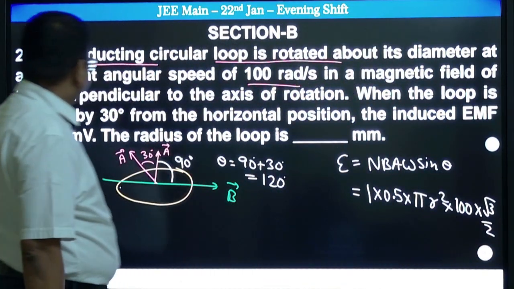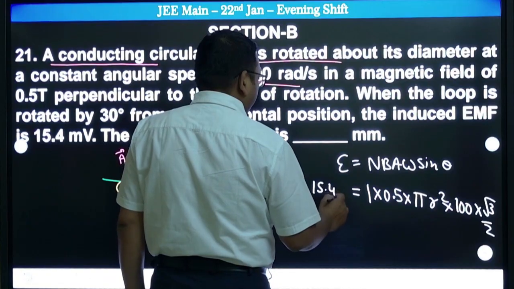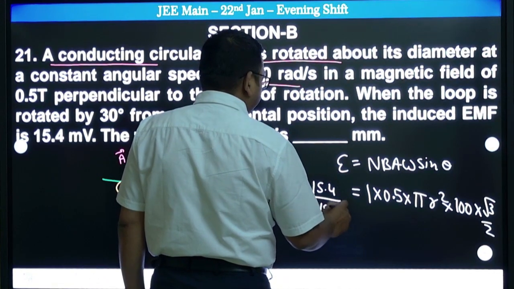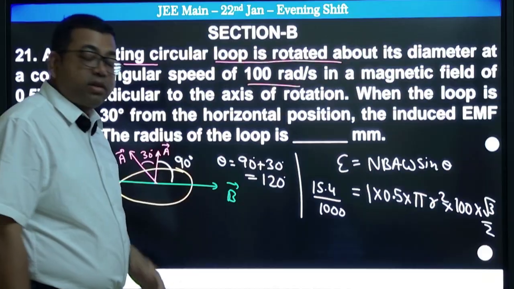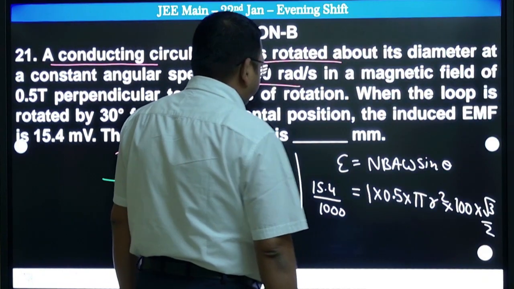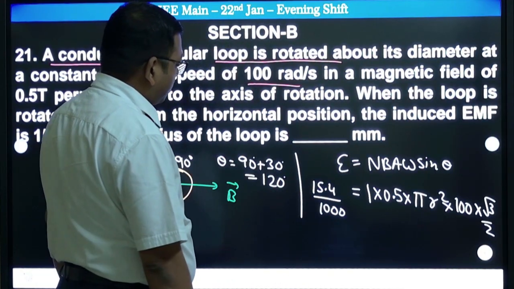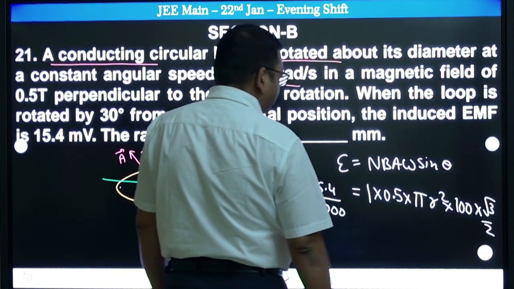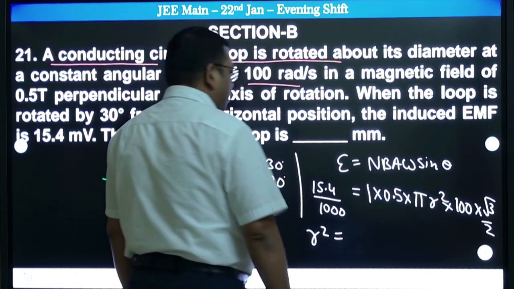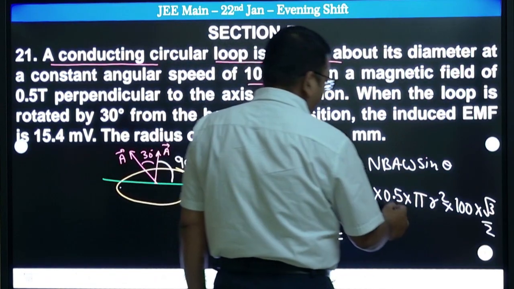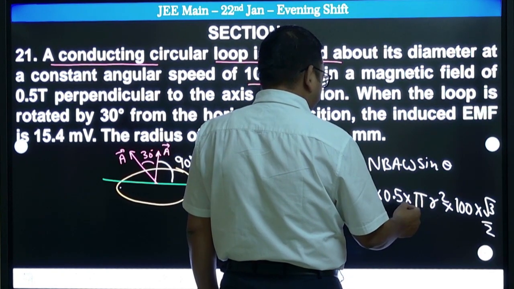And this EMF they have given as 15.4 millivolt. So 15.4 milli means you can divide by 1000, right? So you can try to solve it now. We need to calculate the radius. So can we cancel out something? Try to check some calculation. What will be r square? Let us calculate r square. This is 1 by 2, right? So the 4 will come here.